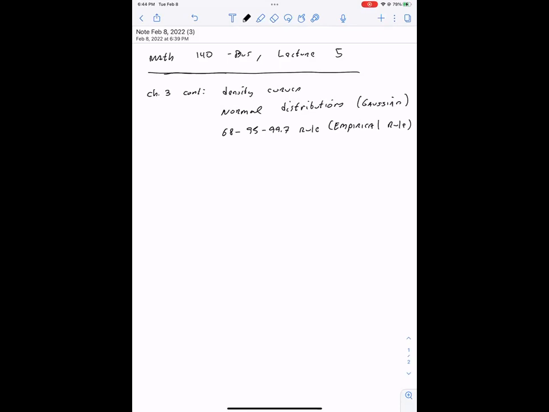So we did that. And we stopped on page 81. And today we're starting on page 81 with the standard normal distribution.